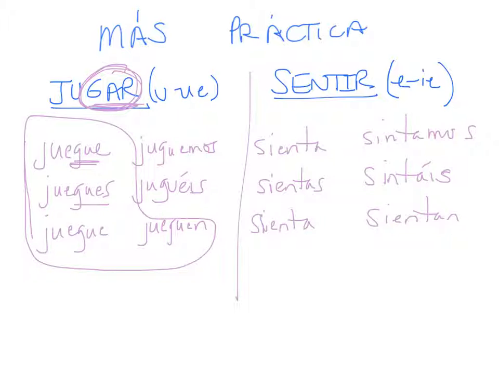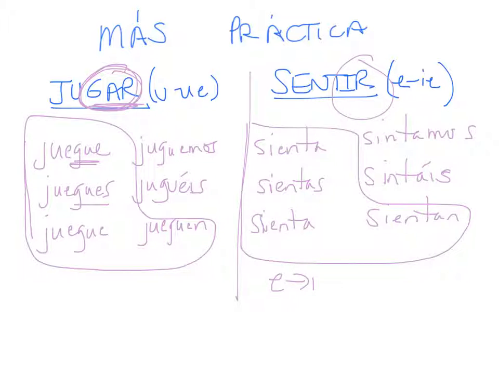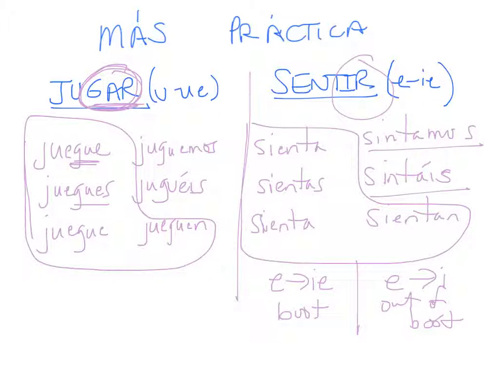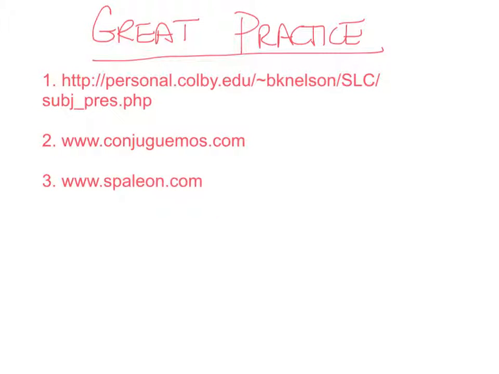Lastly, with sentir, E to IE, sienta, sientas, sienta, and then sientan inside the boot. But remember, it's an IR verb, so it's going to make a second stem change outside of the boot. E to IE in the boot, according to my chart. Then outside the boot, E to I. So sintamos and sintáis.